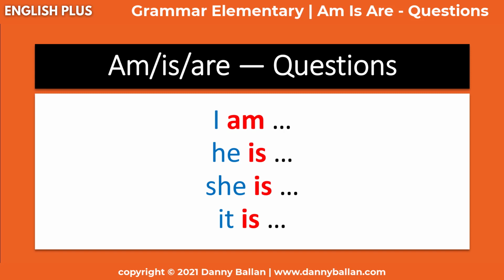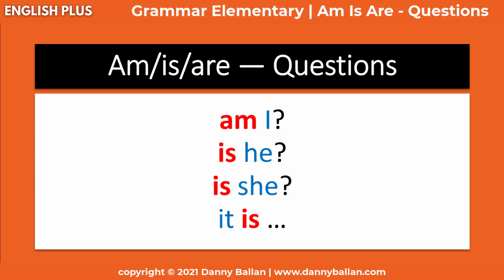But how about questions? Well, if we want to create questions, we simply put verb to be first, and then we put the subject. So here, when we say I am, and that is a sentence or affirmative, we say am I? And that is a question. When we say he is, if we want to make that a question, we just put is first and it becomes is he? And the same for she is, it becomes is she? And for it becomes is it?